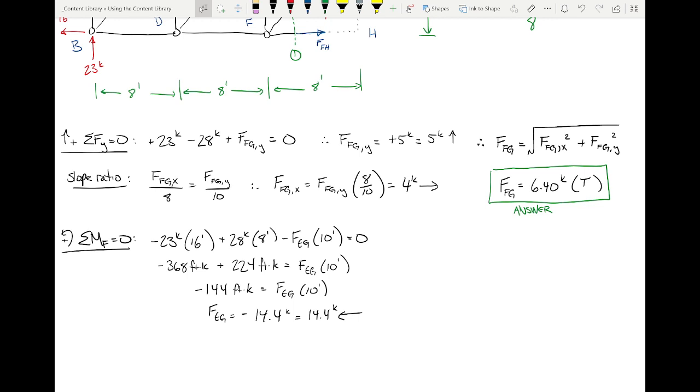But from a context perspective, if we assumed that it was to the right and it's acting to the left, what does that also mean in terms of our answer for FEG? There we go. FEG is 14.4 kips in compression. Because here's the thing. Whether that force is acting to the right or acting to the left is a function of how we analyzed the problem. In other words, whether we cut a section and look to the left or cut a section and look to the right, that doesn't matter. What matters is whether or not the element is experiencing tension or compression.